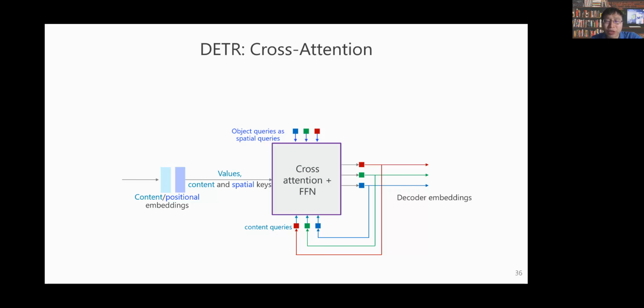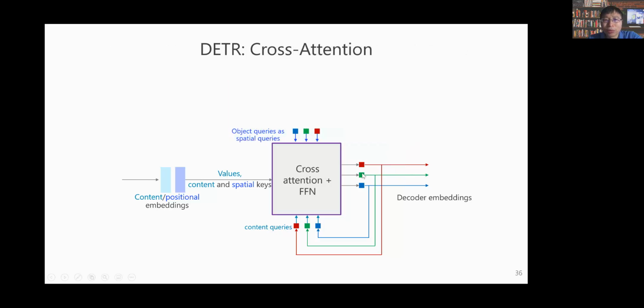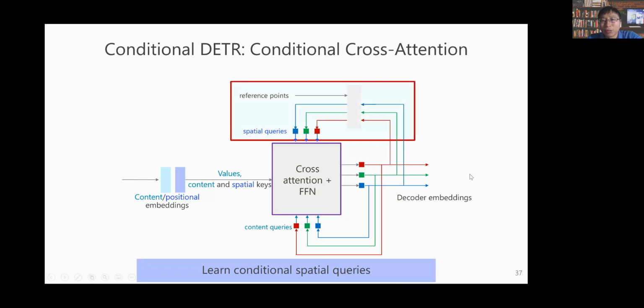So what we do is actually very simple. We learn conditional spatial queries to replace the object queries. Here, we learn the spatial queries from the decoding embeddings and the so-called reference point. I will talk about what reference points are. The key difference from the initial approach is that we use decoding embeddings to help form the spatial queries.